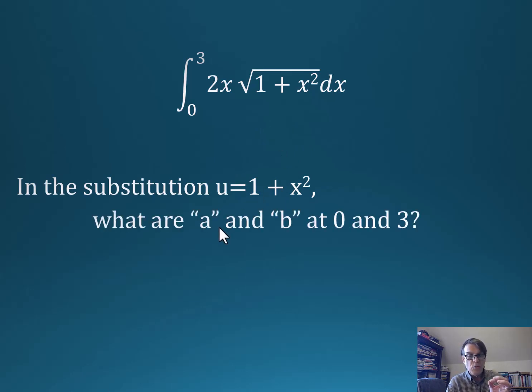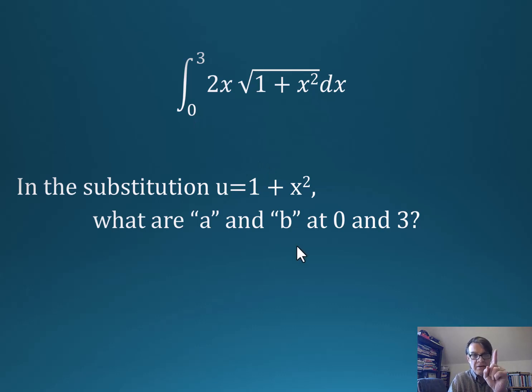But the question is then, what is a and b when you're integrating the square root of u du? Because it's not going to be the same. 0 to 3, that's the x. So you could wait until the end, I suppose. No, you can't wait until the end. Anyway, let's go ahead and think about this, shall we?